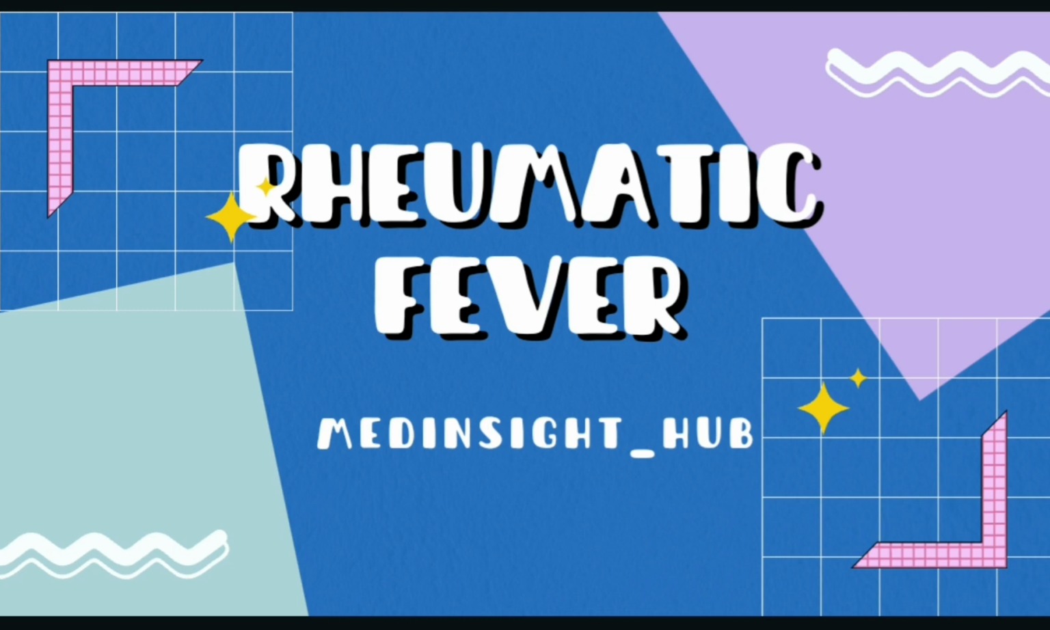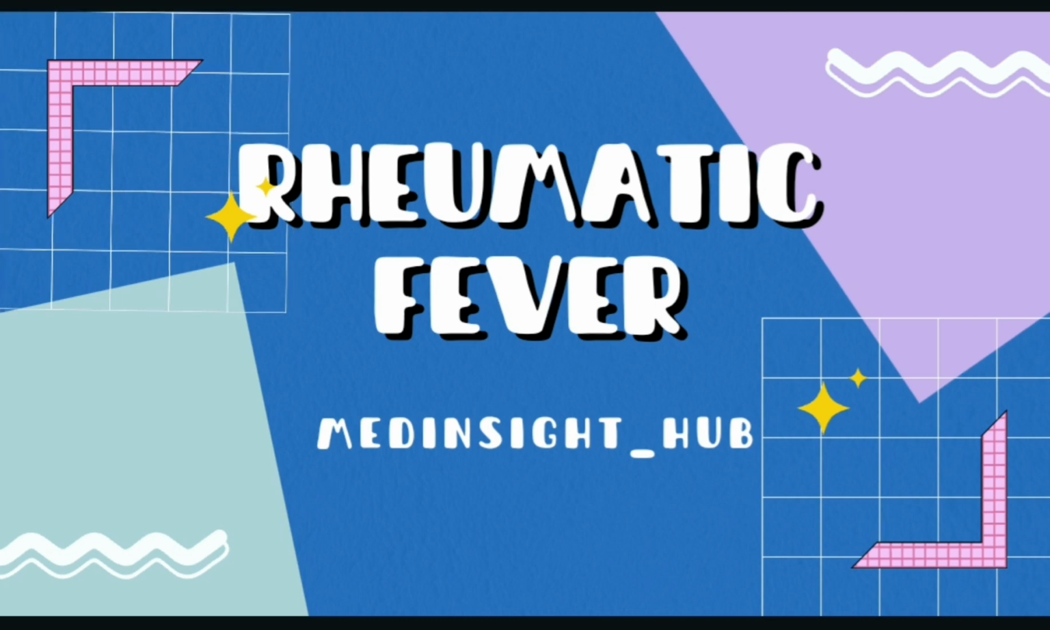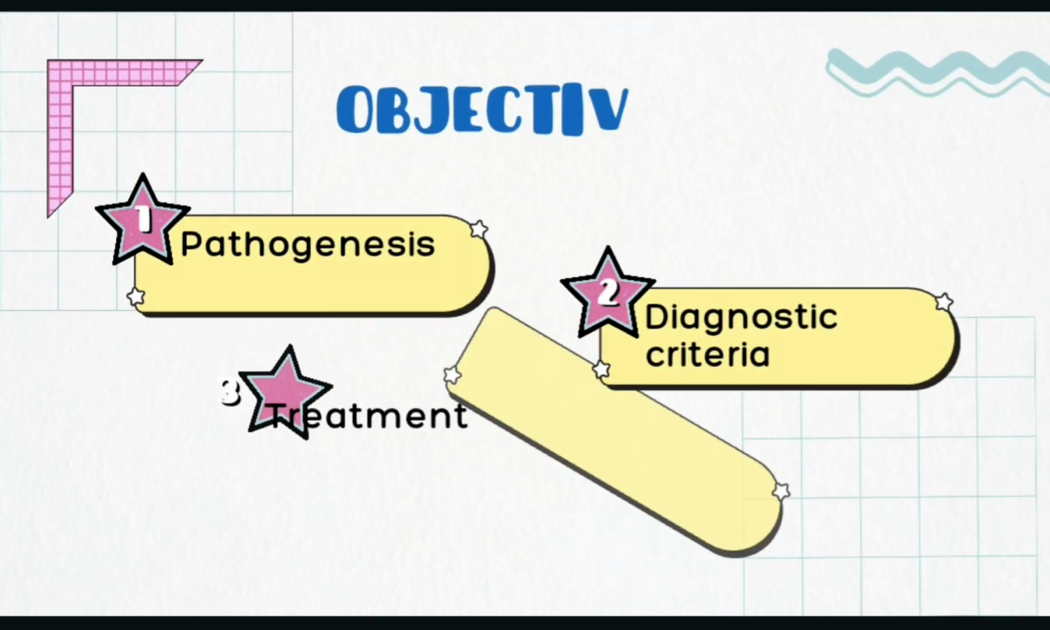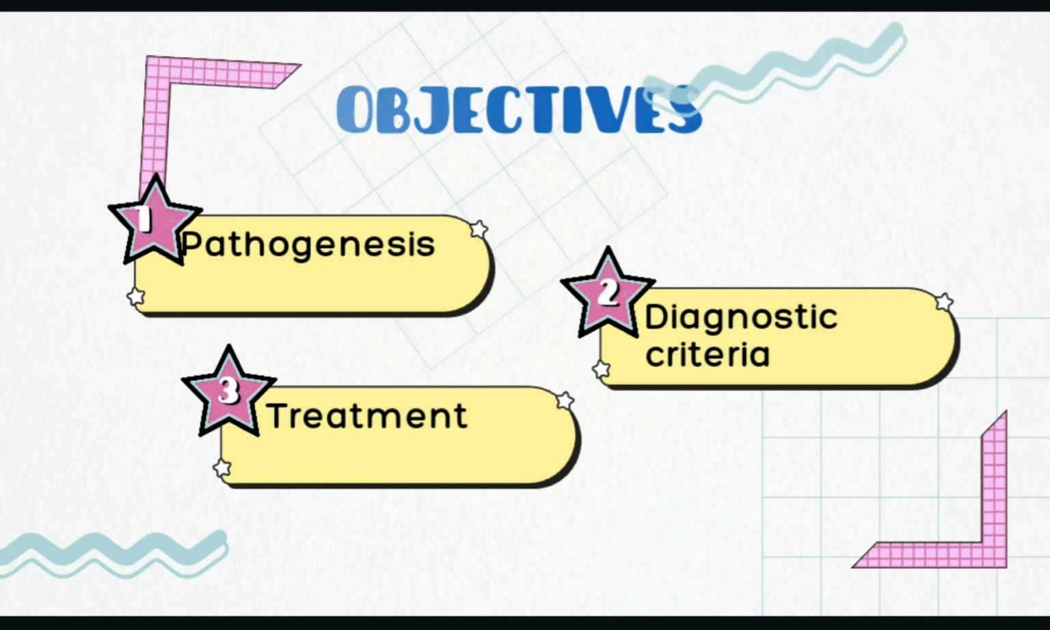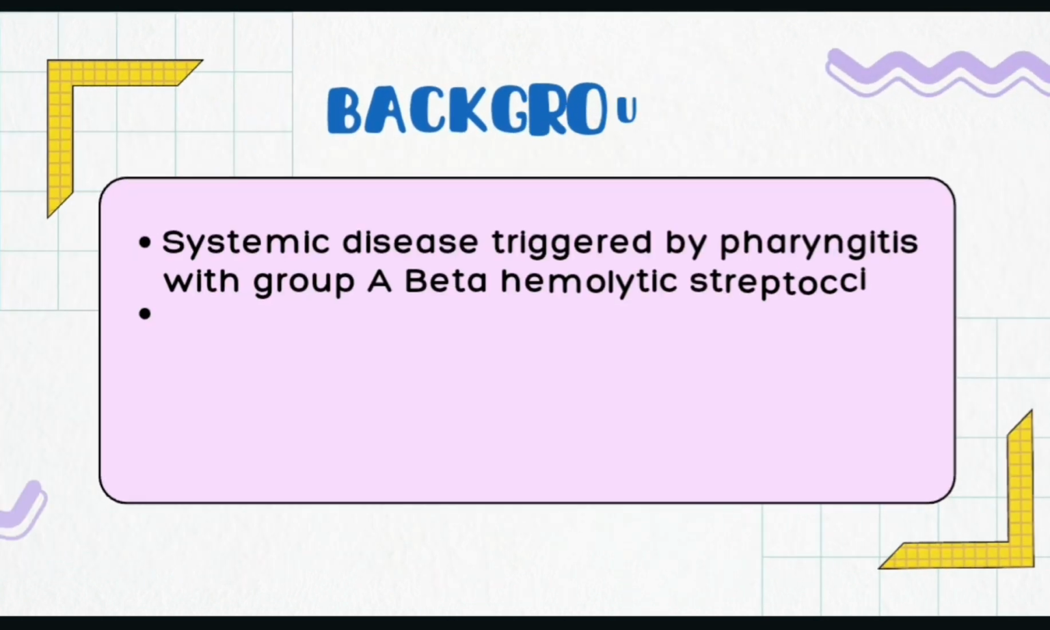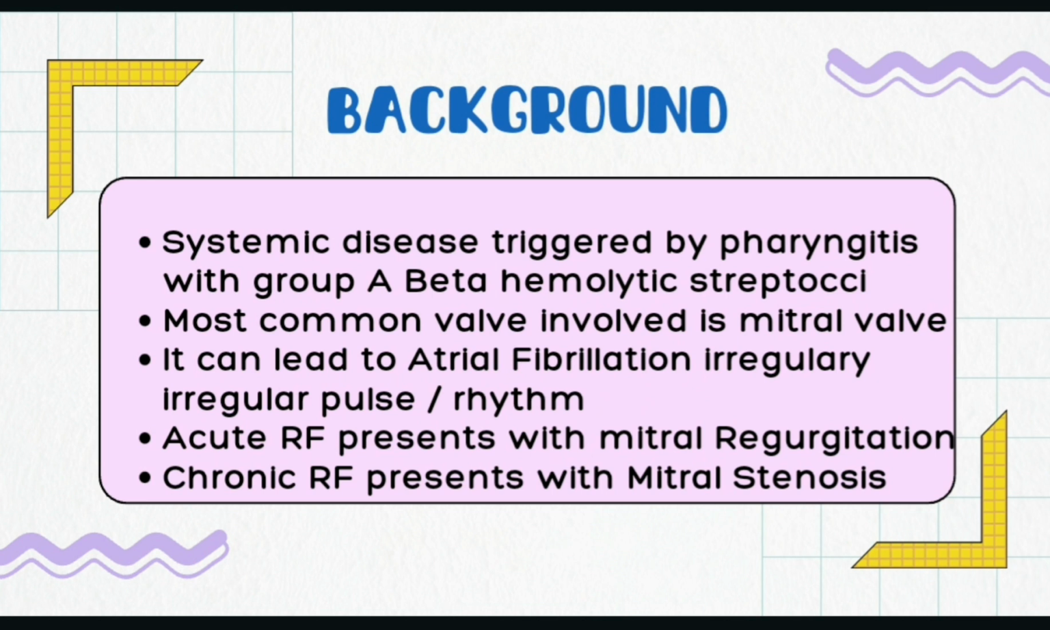Rheumatic fever. We will go through the pathogenesis, clinical features, diagnostic criteria, and treatment of rheumatic fever. It is a systemic disease triggered by pharyngitis with group A beta hemolytic streptococci.